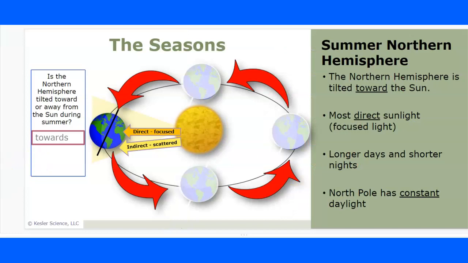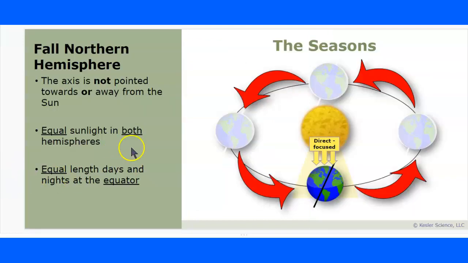All right, slide number 7. Fall, northern hemisphere. Again, we're looking at the northern hemisphere, which is the top part. In the fall, also known as autumn, the axis is not pointed towards nor away from the sun. It's tilted all the way to the sun in summer, but in the fall it's not. It's not tilted away from the sun either. So it is basically straight up and down on that day according to the way it goes around.